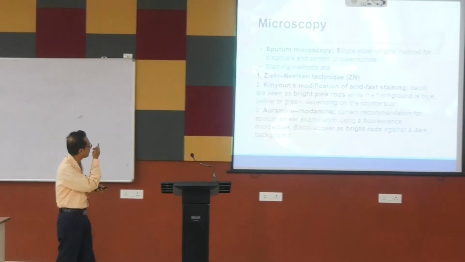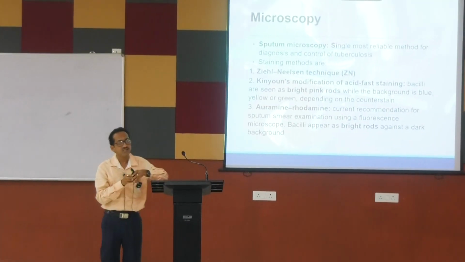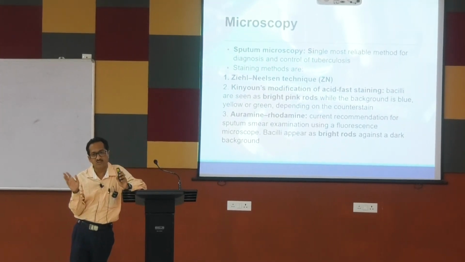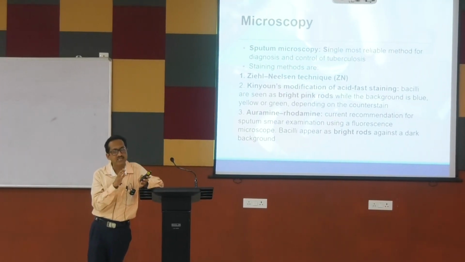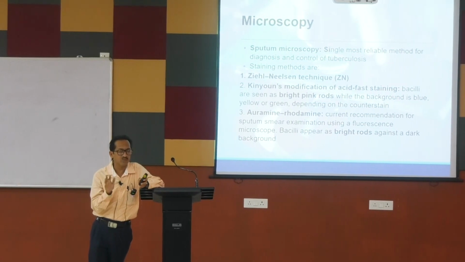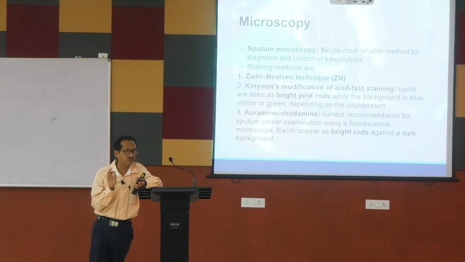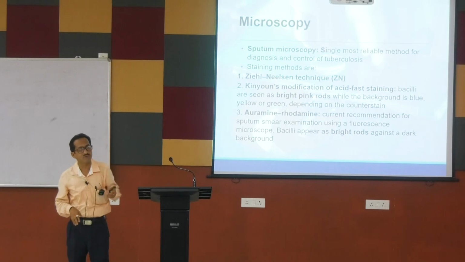What are the staining methods? One is the Ziehl-Neelsen staining method. We have already done it in practical. 25% or 20% H2SO4 is used. In NTP it is written as 25% H2SO4. If you say 20%, it will not do any harm. So 25% H2SO4 is the decolorizing material that is used.